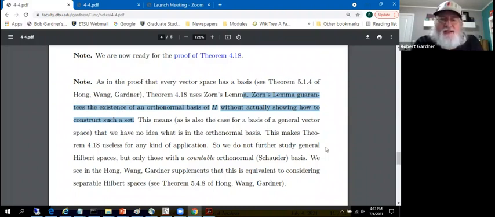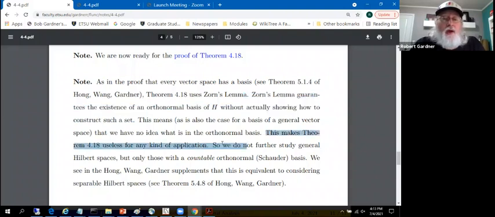But all these things guarantee the existence of something without showing you how to find it. So this is not useful stuff. I know the things are out there, but I don't know how to find them. So not very useful for applications. These orthonormal things exist, but I don't know how to find them.